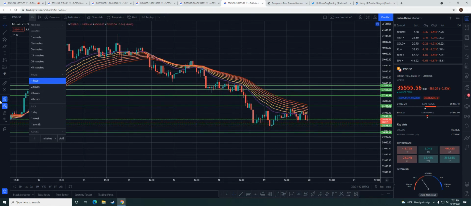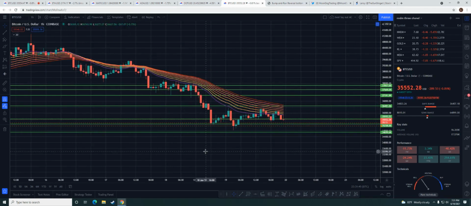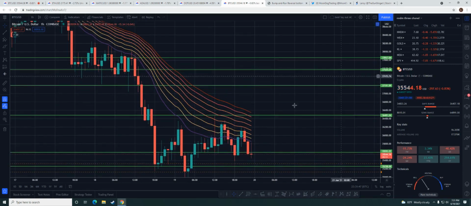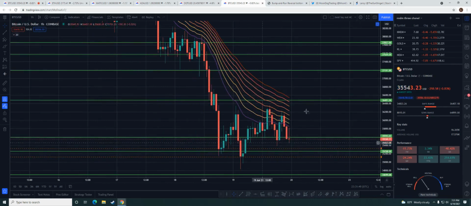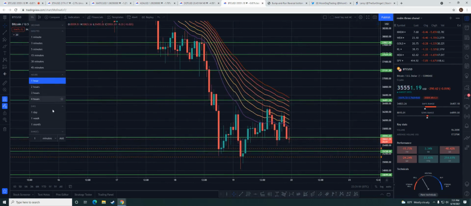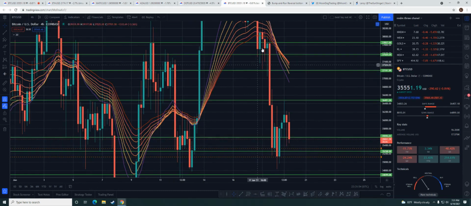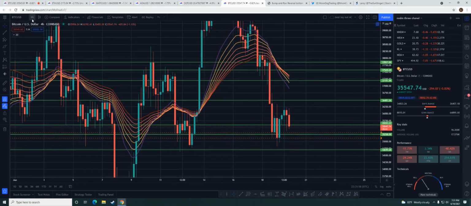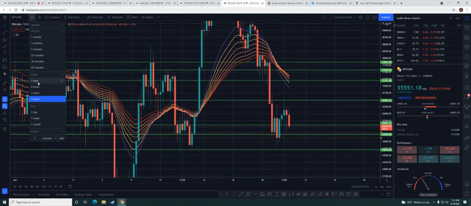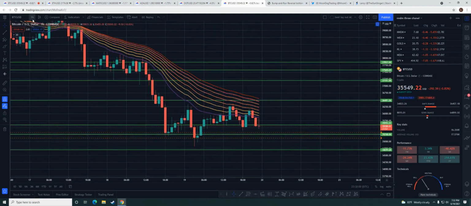Let's see. This is on the hour. So the ribbons on the hour still look bearish. Okay, we're still looking bearish. 4 hour, I mean, it's coming over, it's coming down. We're still looking bearish there. So nothing's looking real 100% bullish. But we're not dead in the water, guys.